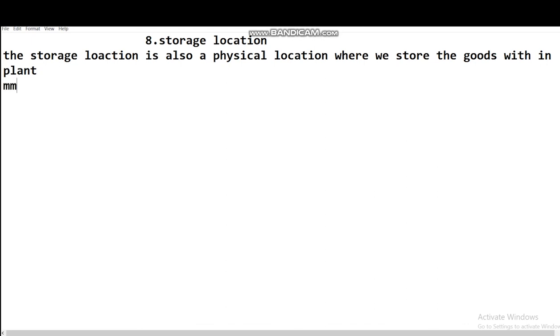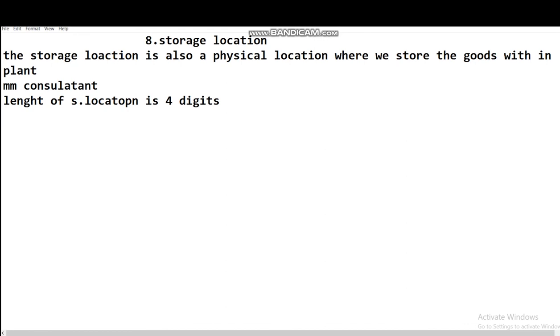Consultant is responsible to define the plant. Consultant is responsible to define the storage location. And the next one, the length of the storage location is 4 digits. The length of storage location is 4 digits.